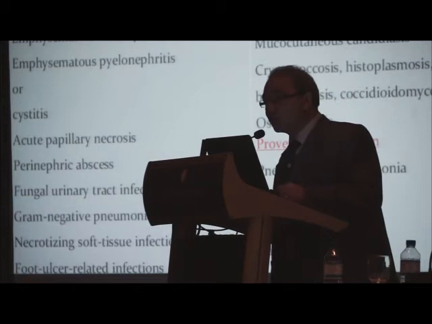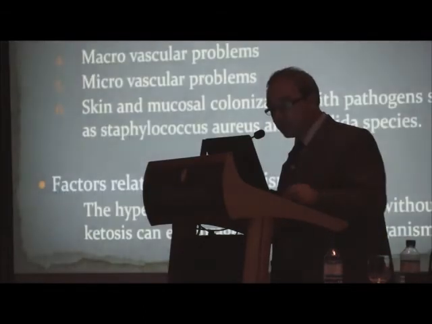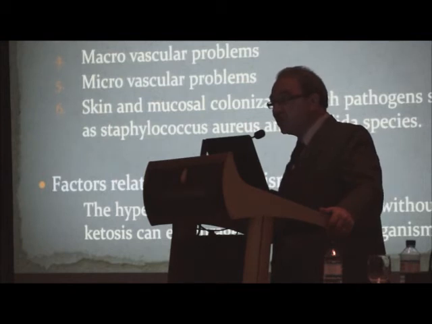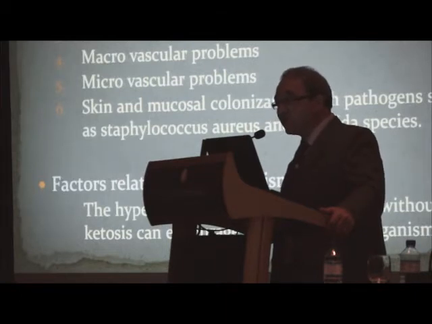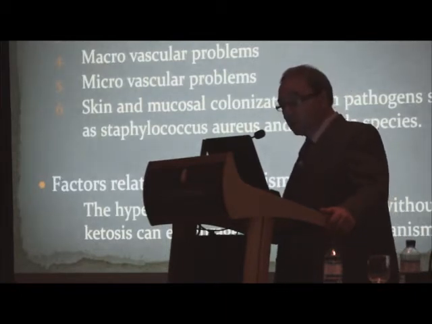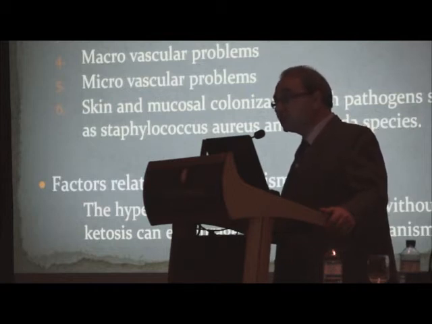Why are diabetics thought to be more prone to infection? In fact, the mechanisms of affected immunity in diabetics can be classified into 2 groups of factors: factors related to the diabetic host, and factors related to the organism. The factors related to the diabetic host include hyperglycemia and neuropathy, either sensory, motor, or autonomic. The third is vascular insufficiency seen in diabetics, either on the macro level or on the micro level, and skin and mucosal colonization with different pathogens, especially Staph aureus and Candida albicans.